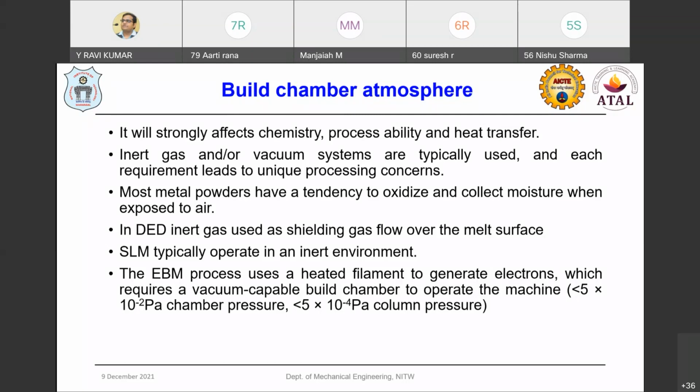But in the EBM, we need to have a vacuum system. Otherwise, working is not at all possible in the EBM systems. A vacuum pressure of 10 power minus 2 to 10 power minus 4 pascals is required in the EBM systems. And the SLM typically operates in an argon environment, that is, in an inert gas environment.